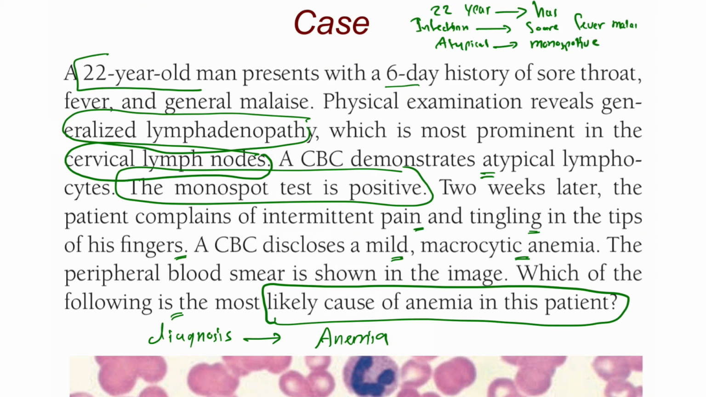This finding mostly reflects infection by Epstein-Barr virus. Patients who have infection by Epstein-Barr virus will have sore throats, fever, and malaise. In the complete blood count we will see atypical lymphocytes in the peripheral blood smear, and their monospot test will be positive. The causative organism is Epstein-Barr virus, but the disease is called infectious mononucleosis.